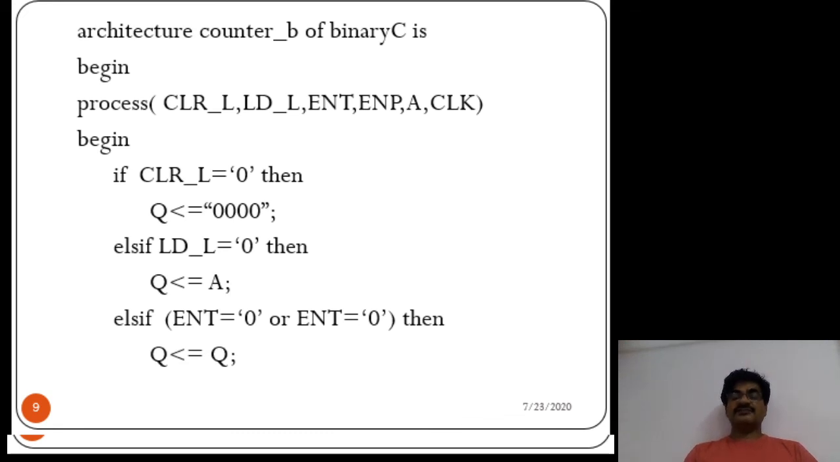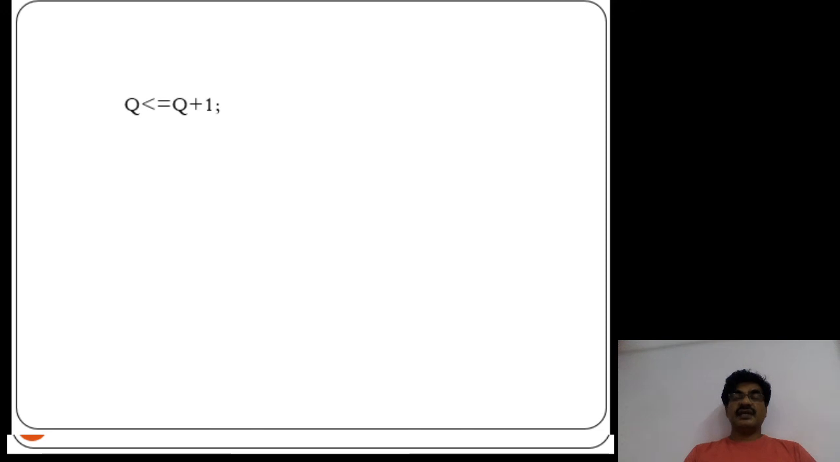Else, that means if all of these inputs are equal to 1, then based on the applied clock signal, for every rising clock, it shows the counting action. That is, if the present state is 0, the next state is 1. If the present state is 1, the next state is 2, like that. Therefore I represented it with the signal assignment statement Q <= Q + 1. Then end if. It shows the counting action for every clock signal.